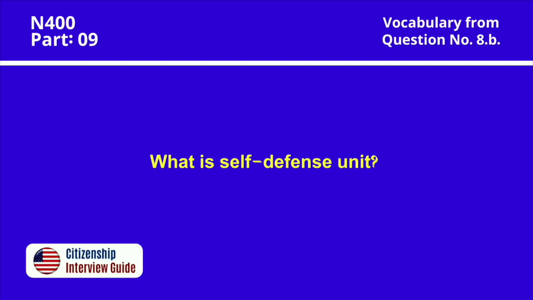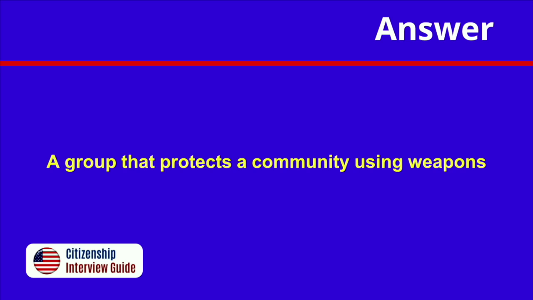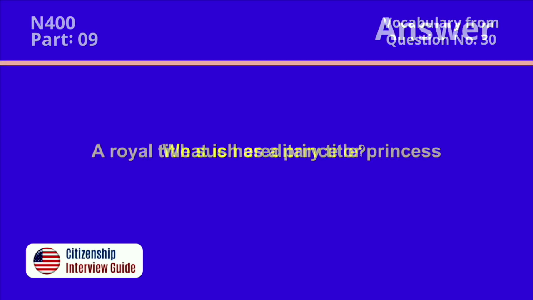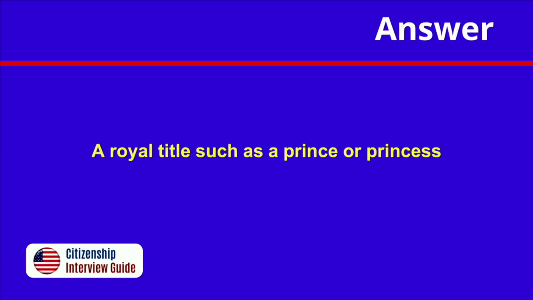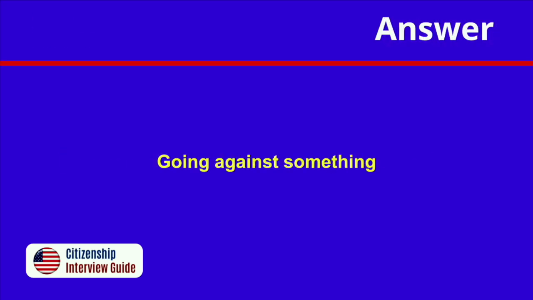What is self-defense unit? A group that protects a community using weapons. What is hereditary title? A royal title, such as a prince or princess. Do you understand the meaning of opposition? Going against something.